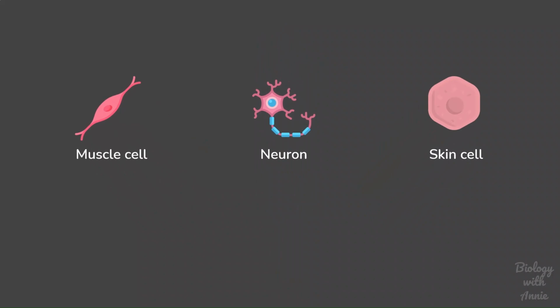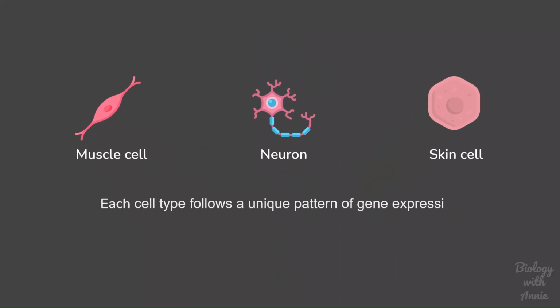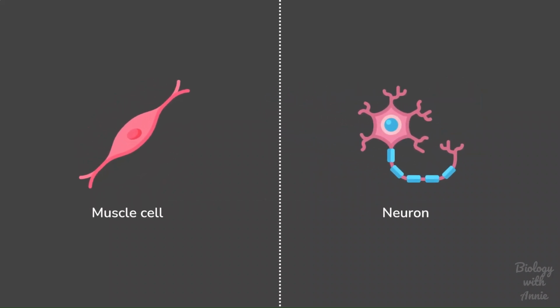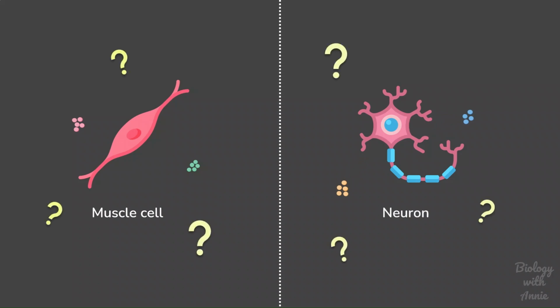The key to their distinct structure and function lies in the fact that each cell type follows a unique pattern of gene expression. This means that genes responsible for muscle contraction are predominantly expressed in muscle cells, while genes involved in neurotransmitter production are expressed in neurons. So how does this happen? Well, the first step in gene expression is transcription.